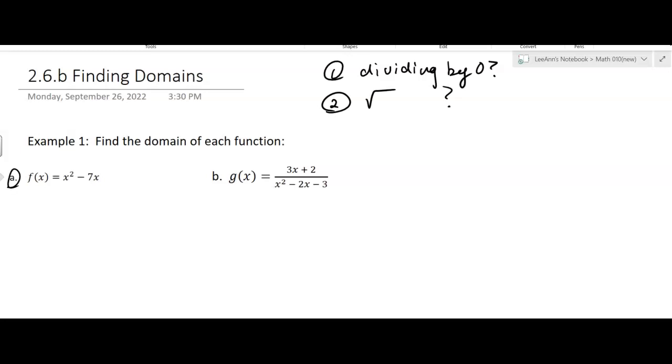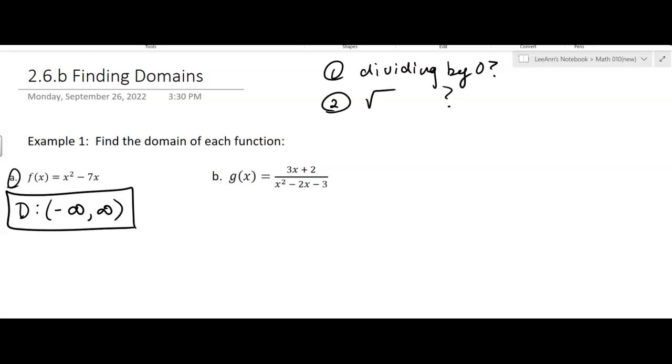So on this first one, A, it's a polynomial. There's no denominator, other than 1. And so, the denominator's not going to be 0. And there's no square roots. So that means everything will work. So all real numbers, which is the domain's going to be -infinity to infinity.